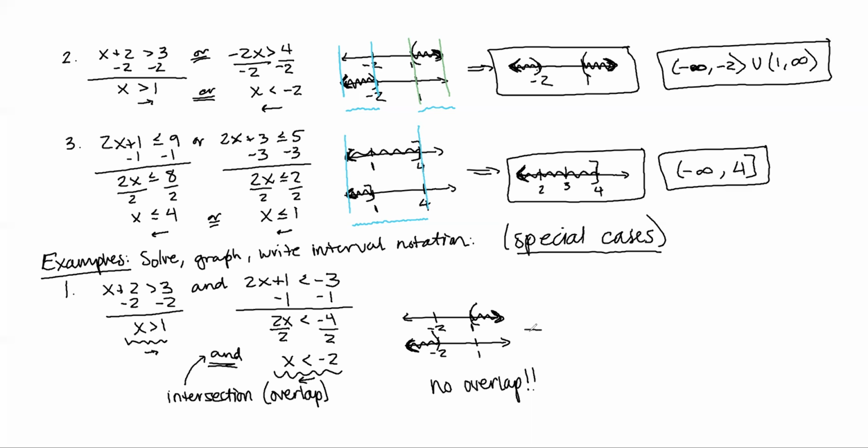So because there's no overlap, this one's kind of weird to graph because there's just going to be nothing on there. We have no solution. So there's nothing on the graph. It's just an empty graph. And so for our interval, we don't really have an interval because our solution set is empty. There is no solution because there's no overlap. So you don't really have a graph for this one. That's one of our special cases. So that's what'll happen if you have no solution with your and case.